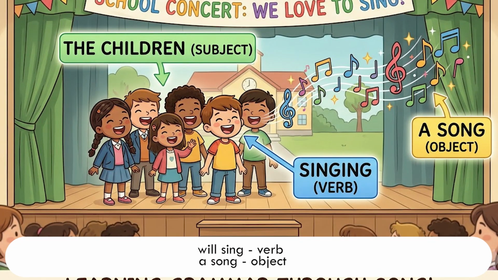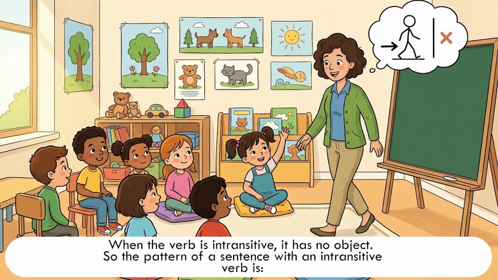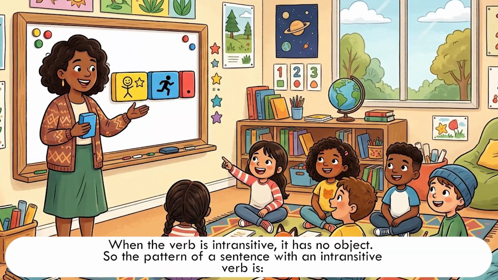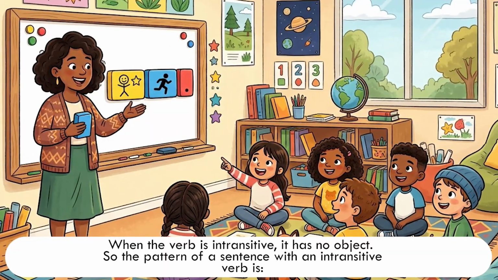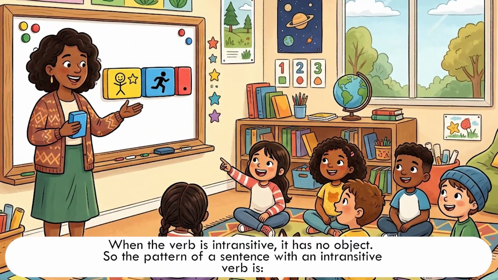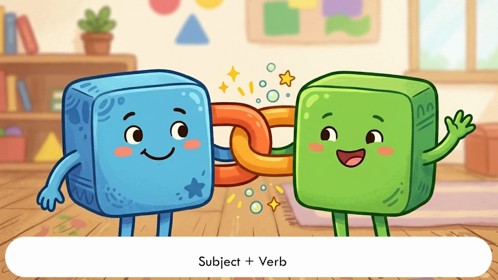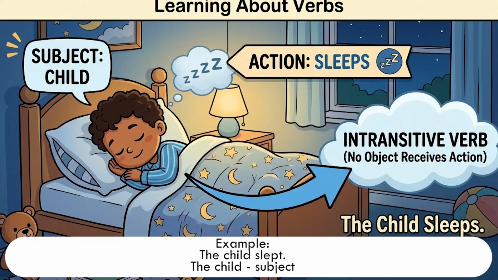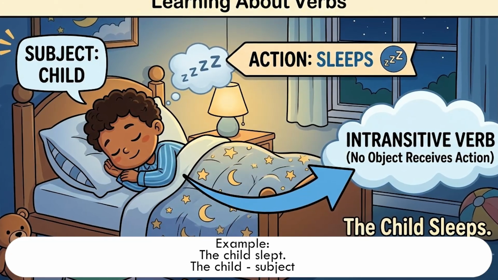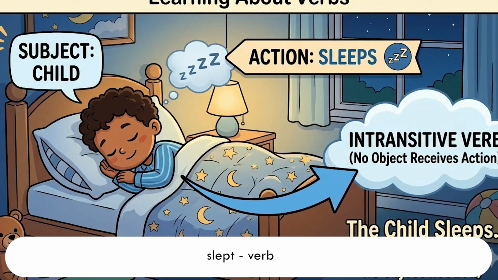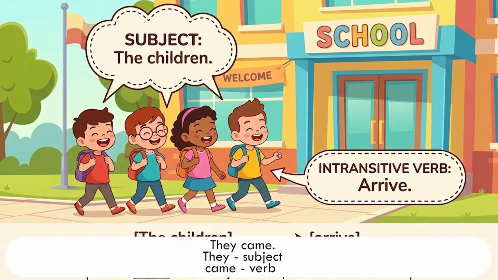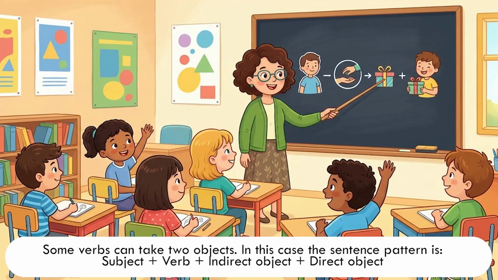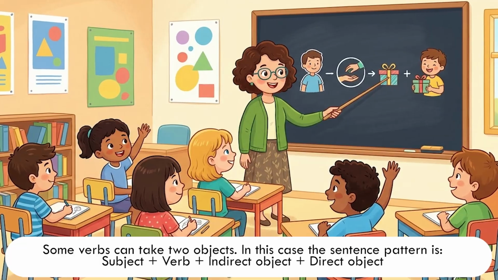A song, object. When the verb is intransitive, it has no object. So the pattern of a sentence with an intransitive verb is subject plus verb. Example: the child slept. The child, subject. Slept, verb. They came. They, subject. Came, verb. Some verbs can take two objects.